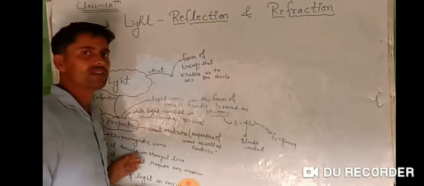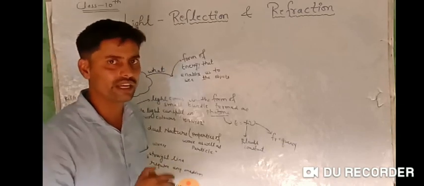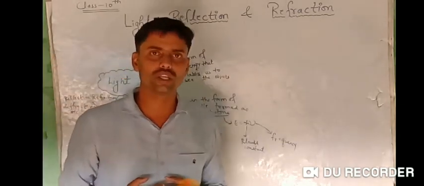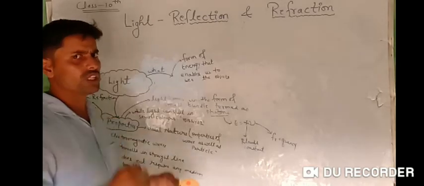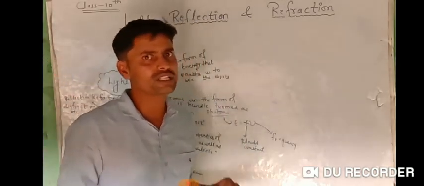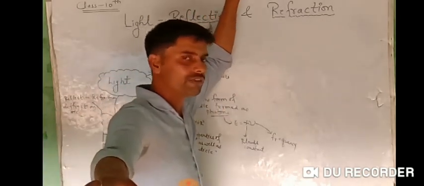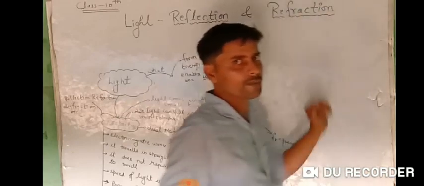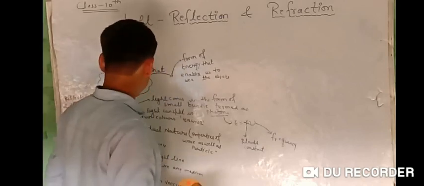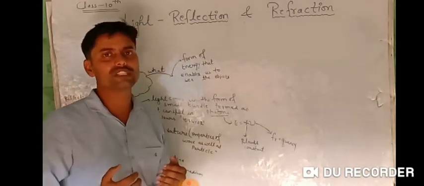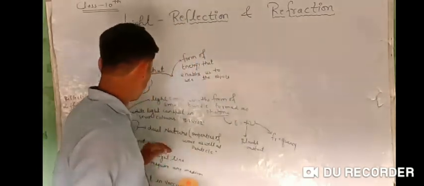Light is an electromagnetic wave. It means it has the property of electric field as well as magnetic field. Both the components, the electric component and magnetic component, are perpendicular in direction. Suppose this is the electric component, this is the magnetic component, and the wave flows like this. So the wave travels like that. I hope you have understood what electromagnetic waves are. Those waves which have electrical properties as well as magnetic properties are termed electromagnetic waves.